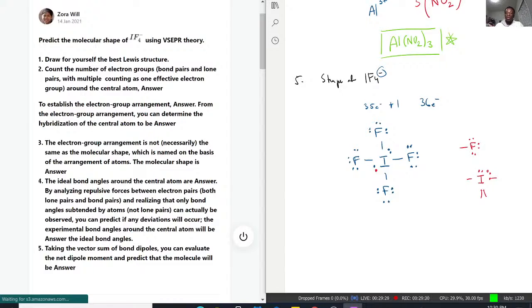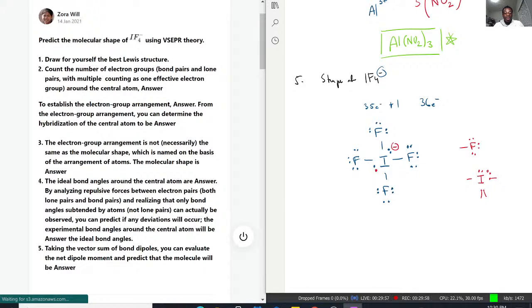That becomes your -1, which makes sense considering the fact that IF4 is an ion. It's an anion, which is 1 extra electron. That's where the extra electron is. As we just drew out, it's on the iodine, which makes the most sense in this case to actually balance out this molecule. So now that we've actually drawn the Lewis structure, what does the second step state?